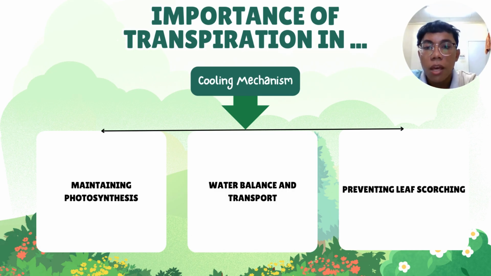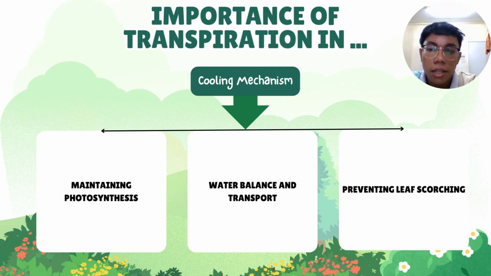Cooling mechanism. Maintaining photosynthesis. It is important for plants because high temperature can inhibit photosynthesis by affecting the efficiency of enzymes involved in carbon fixation. Cooling mechanisms such as transpiration help prevent overheating of chloroplasts where photosynthesis occurs.